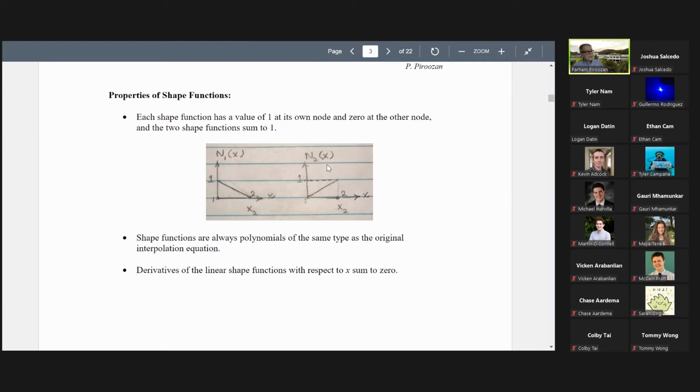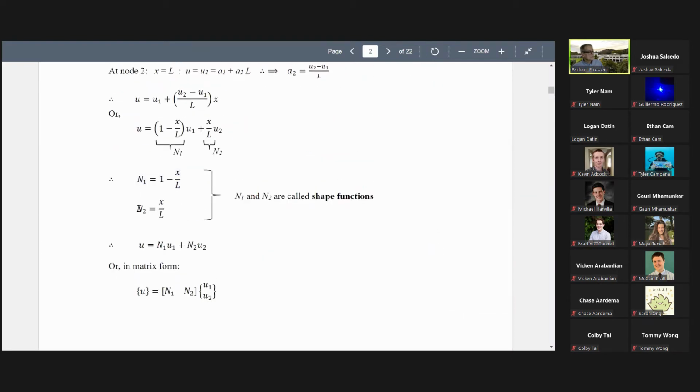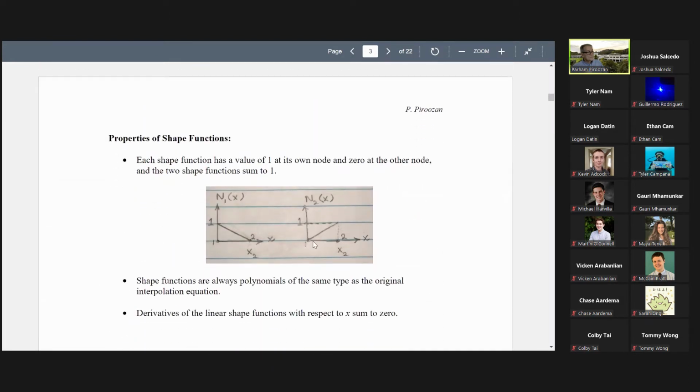N2, if you plot N2, this is N2. Just plot x over L, and this is this. When x is 0, it is 0, and then when x is L, it is 1. So N2 graph is like this. This is the behavior of these shape functions. These linear variations tell us that this is a simple type of element, actually. It varies linearly.